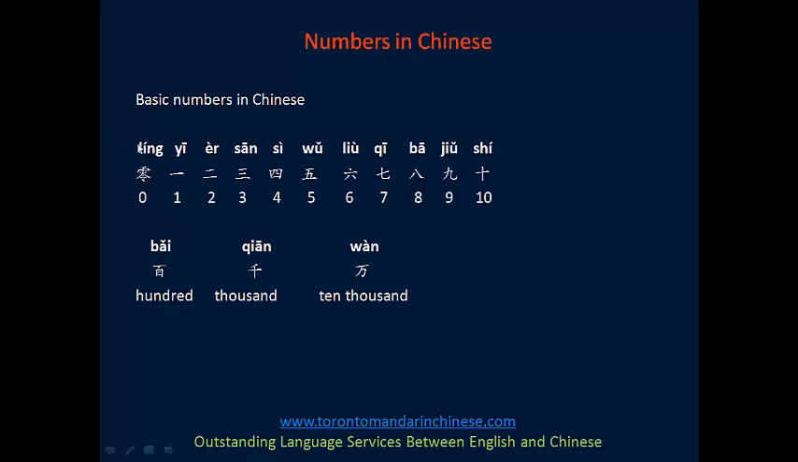Now let's have a look at the basic numbers first. 0, 1, 2, 3, 4, 5, 6, 7, 8, 9, 10, 百 hundred, 千 thousand, 万 10,000.